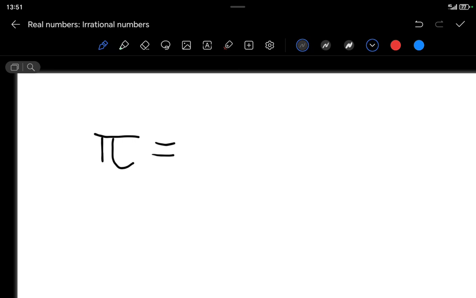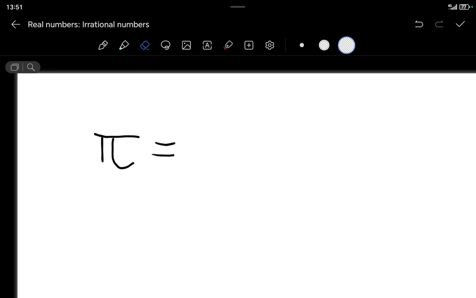Irrational numbers are defined as numbers that cannot be expressed in the form a over b. We know that numbers that can be expressed in the form a over b are rational numbers. That's why numbers that cannot be expressed in the form a over b are not rational, meaning they're irrational. We're going to be looking into that, with our first example being pi.